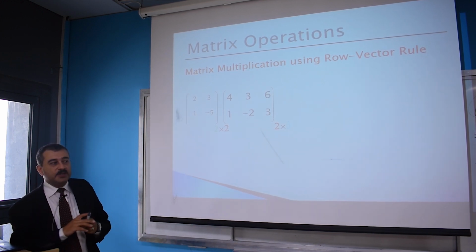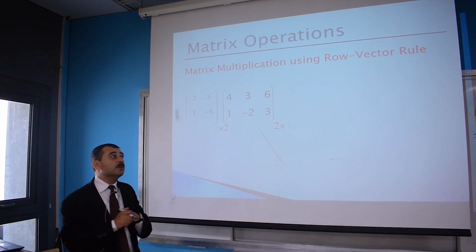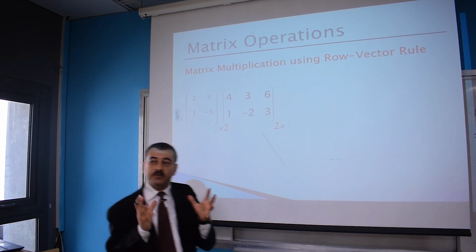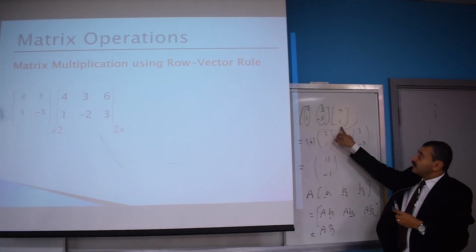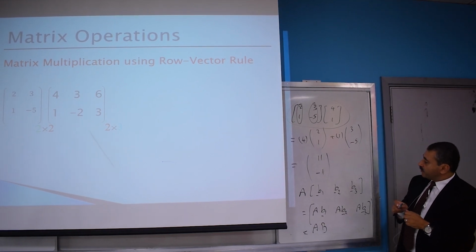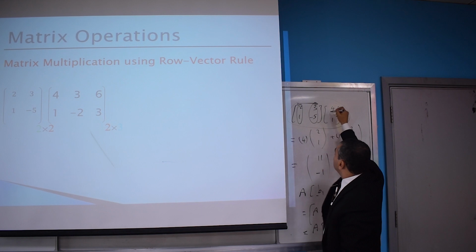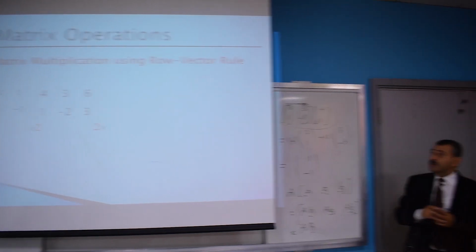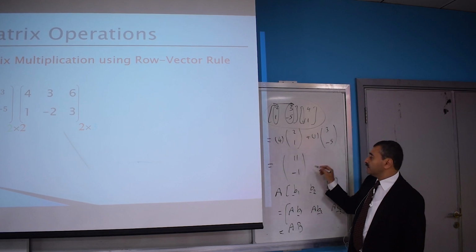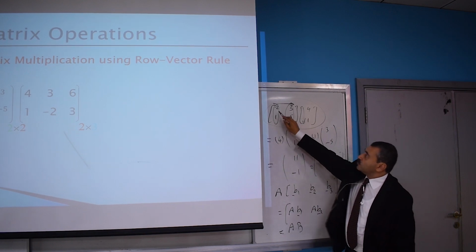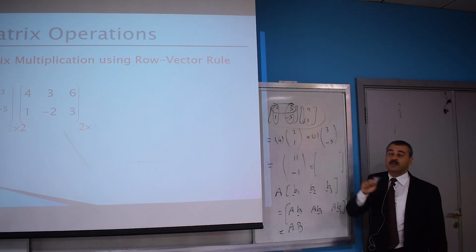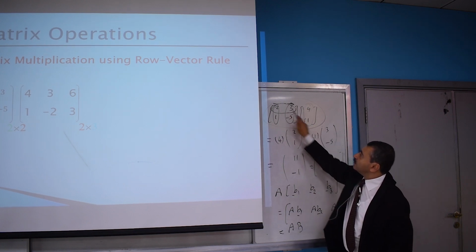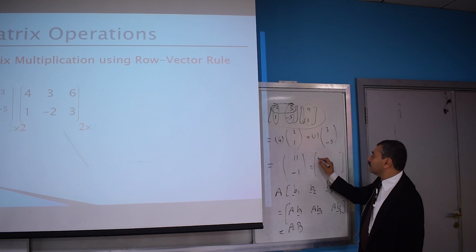If you remember, also in chapter 1, we did the multiplication in another way called the row vector rule. So instead of doing a linear combination between the columns of A using the entries of B, you can do it in another way, which is the row vector rule. Do you remember the row vector rule? You simply do the dot product between the first row here with this vector. So doing the dot product, you will get 4 by 2 plus 3 by 1, which is your 11.